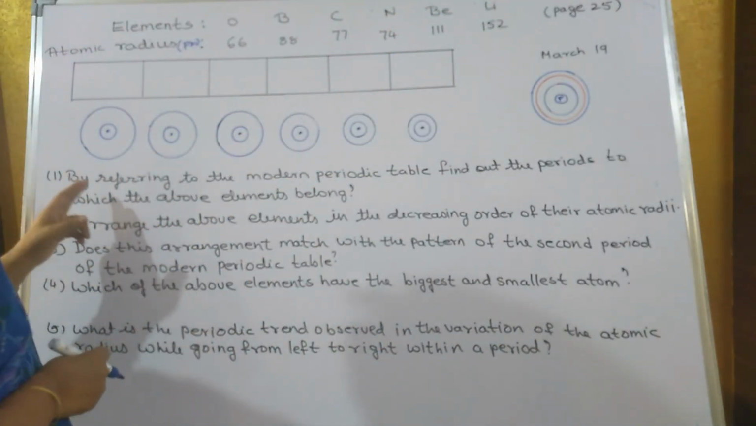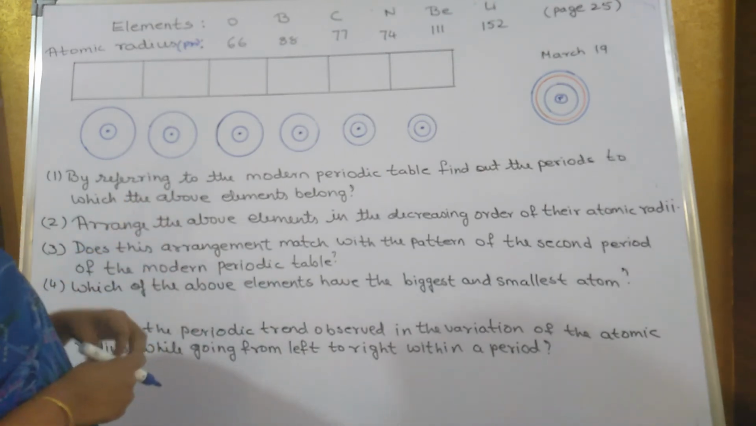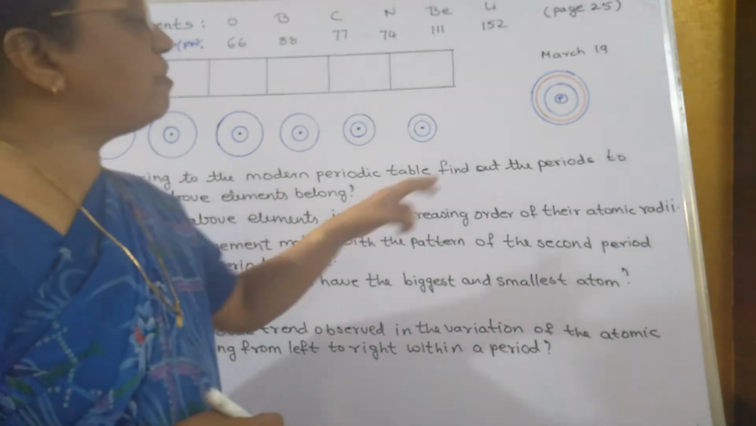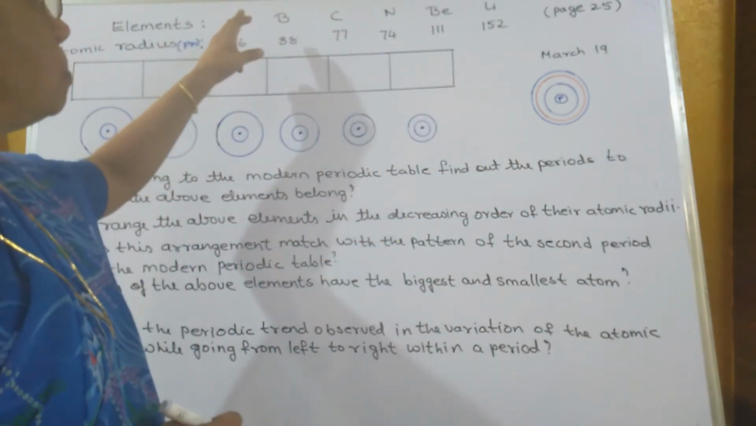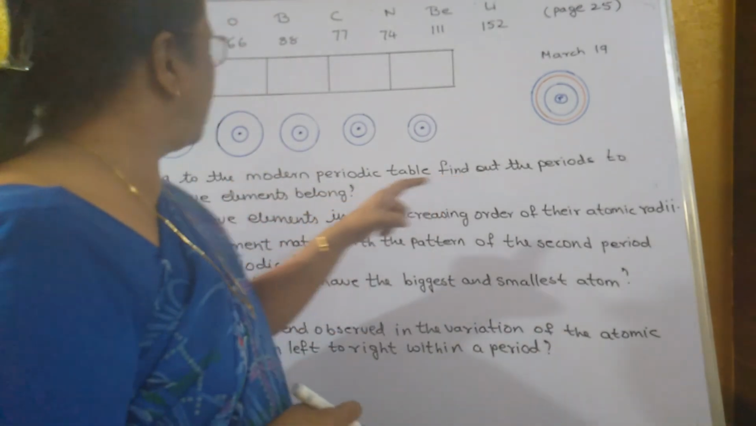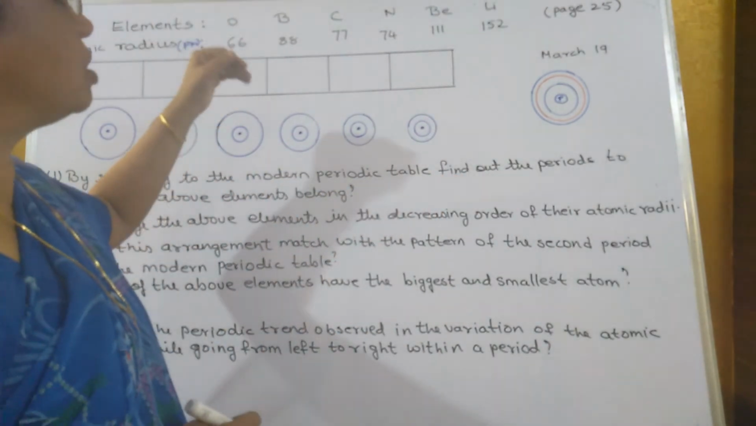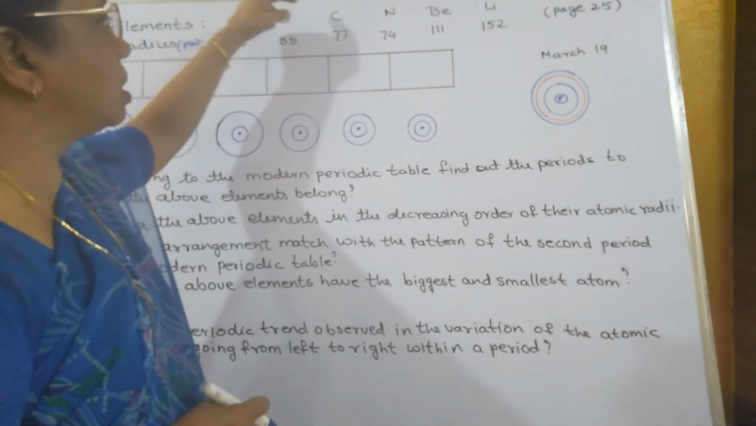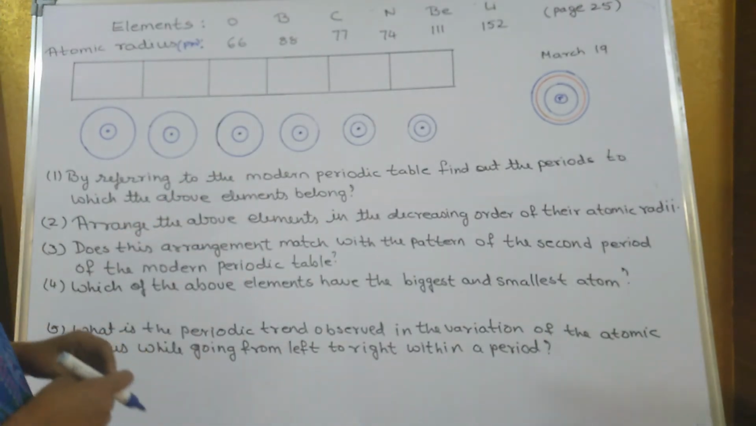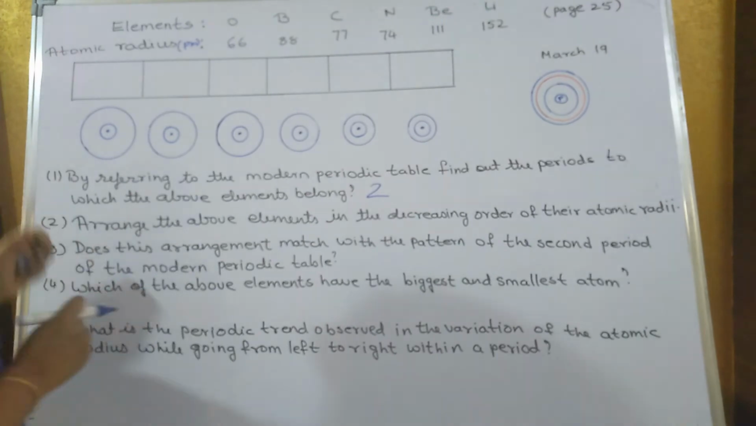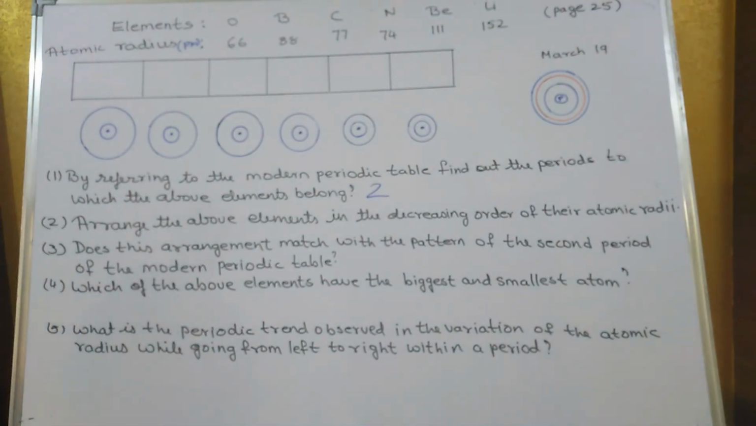Now by referring to the modern periodic table, just see the modern periodic table and find out the period. In which period? Period means this way, left to right. So in which period do you find the above elements? Just see the modern periodic table and see in which period boron, oxygen, carbon, nitrogen come. So if you see, it comes in period 2. So it comes in which period? Period 2.